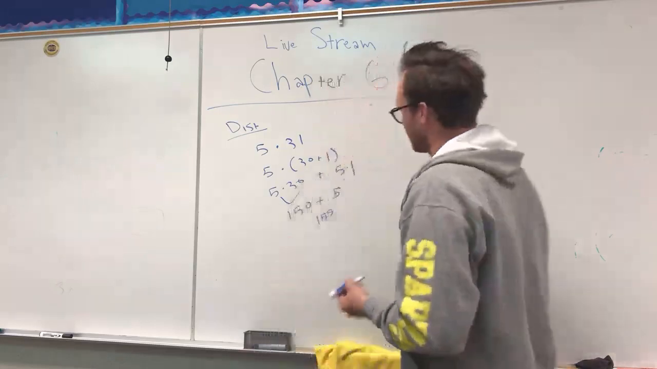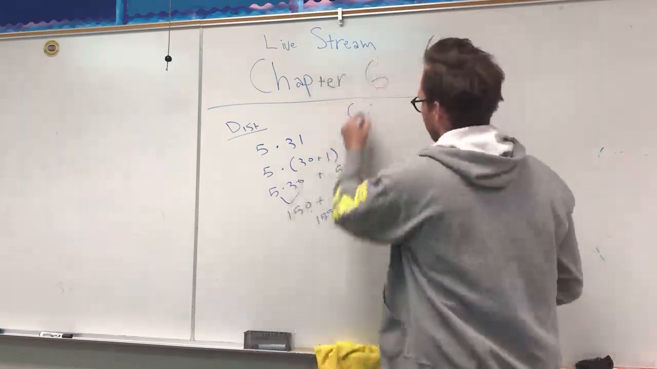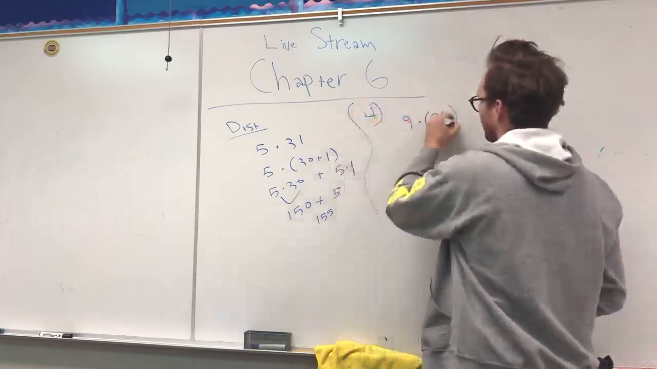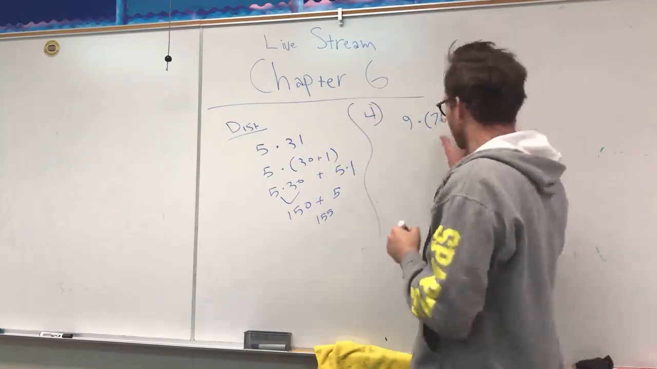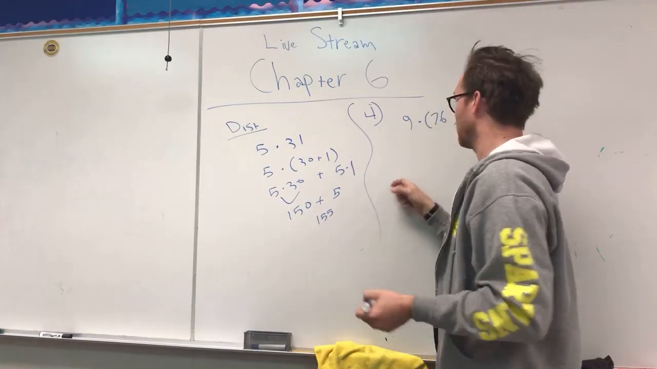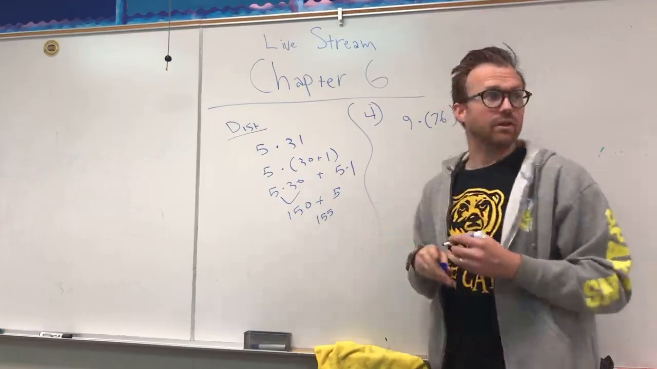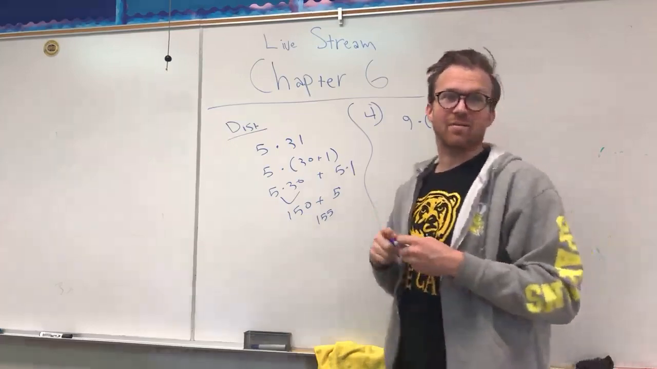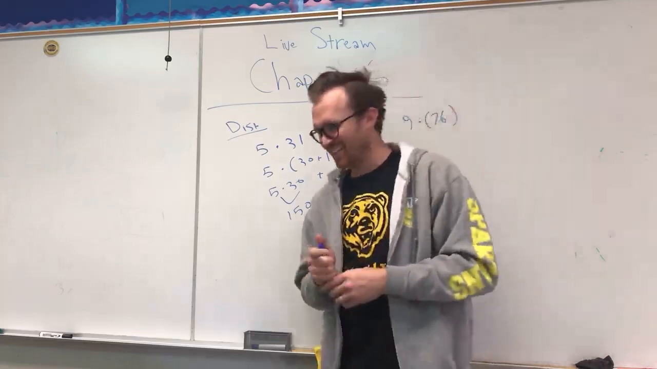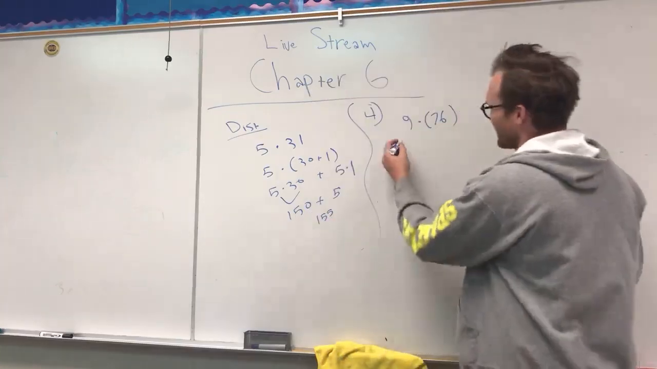If I used the example from the study guide, number 4, 9 times 76, well, what do you want to break up? Serenity, you want to break up the 70 and 6, you want to break up the 9 into a 5 and a 4, or into a 3, 3, and 3. You want to come in? Alright, we got some live viewers. You can come in as long as you're quiet. Get your study guide out.